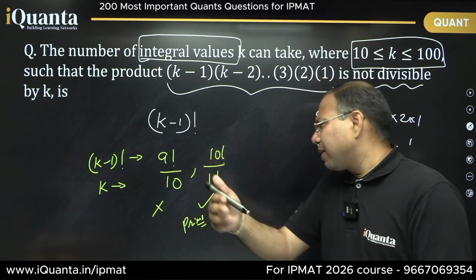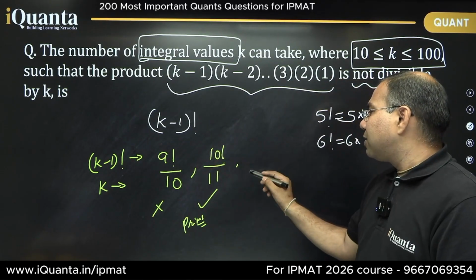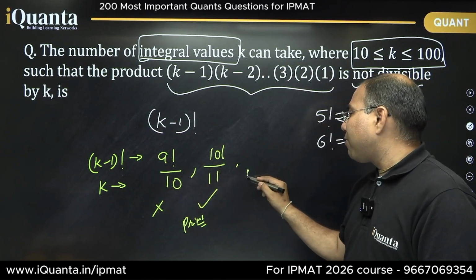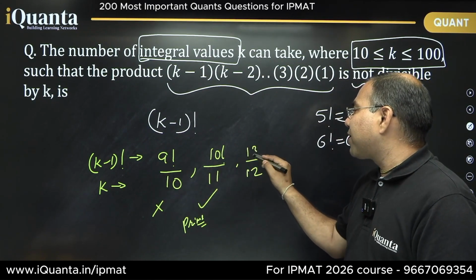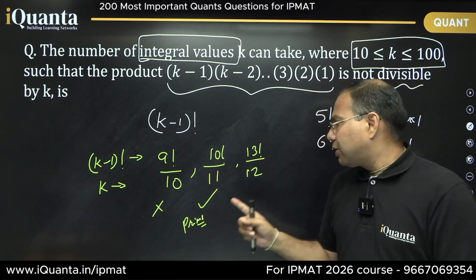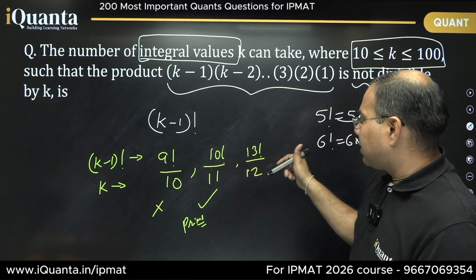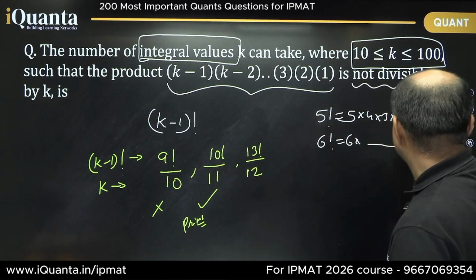Let's check one more. If I go further, the next value of k would be 12. So will 12 divide, sorry, not 12, 13, it would be 11 factorial. Please tell me quickly.